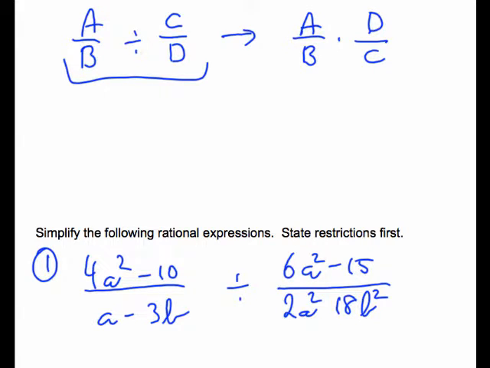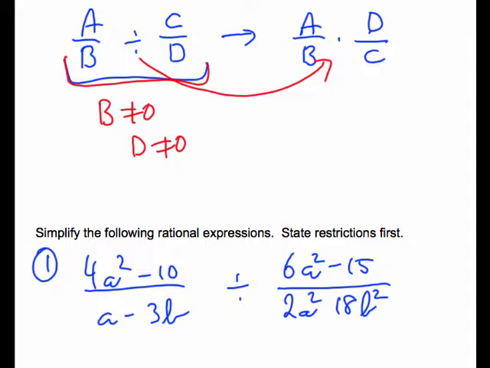The only extra thing you have to worry about in terms of restrictions is that in your original expression, we know that b and d can't be 0 because that would cause division by 0. But when you turn division into multiplication, we also have to take into account that our numerator has become our denominator, so c can't be 0 either.